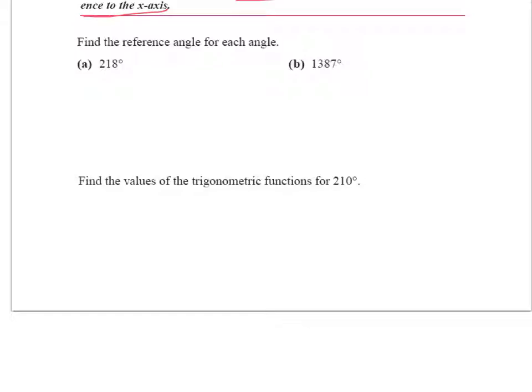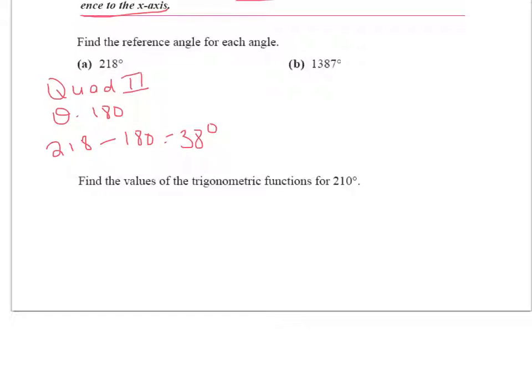And we're going to talk about these. So we have 218. 218 is in quadrant 3. And in quadrant 3, we're going to say theta minus 180. So we're going to say 218 minus 180, and it's going to equal 38 degrees. This is our reference angle.